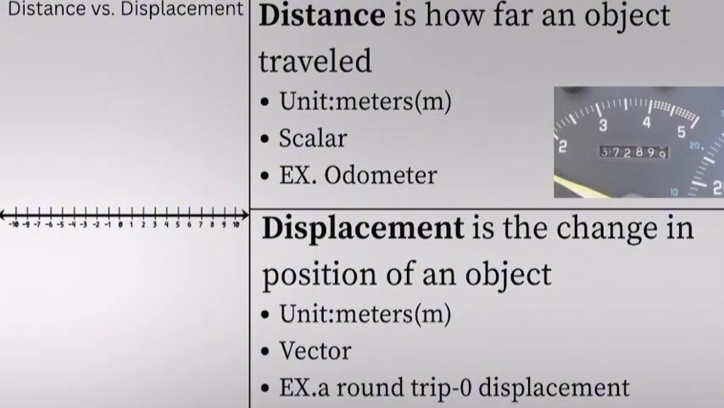A vivid example to understand displacement is imagining you're walking in a circle, starting at one point and walking back to where you start. We would find that despite the fact that you walked a lot, you have zero change in position, thus your displacement is zero.